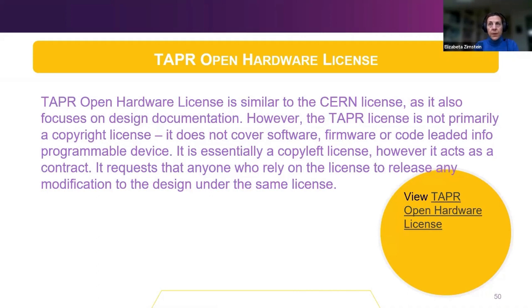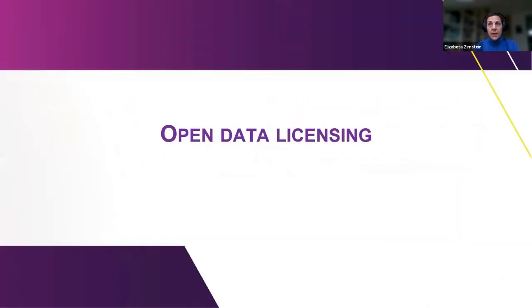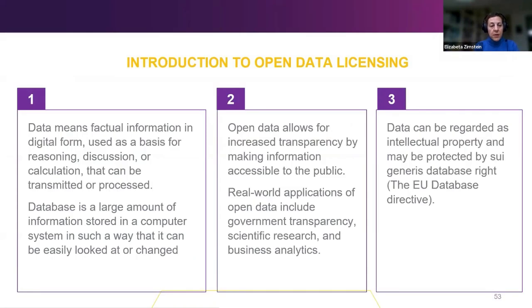At the end, let's explore open data licensing. Data means factual information in digital form used as a basis for reasoning, discussion, or calculation that can be transmitted or processed. Database, however, is a large amount of information stored in a computer system in such a way that it can be easily looked at or changed. Database can be regarded as intellectual property and may be protected by a sui generis database right, which is covered with a special EU database directive.